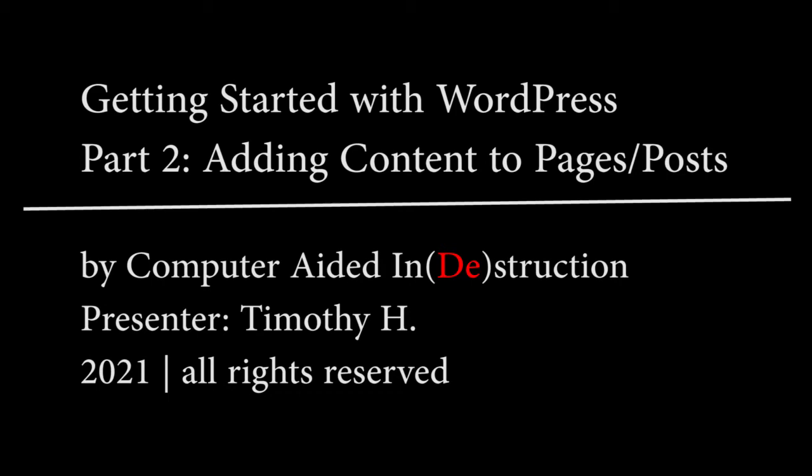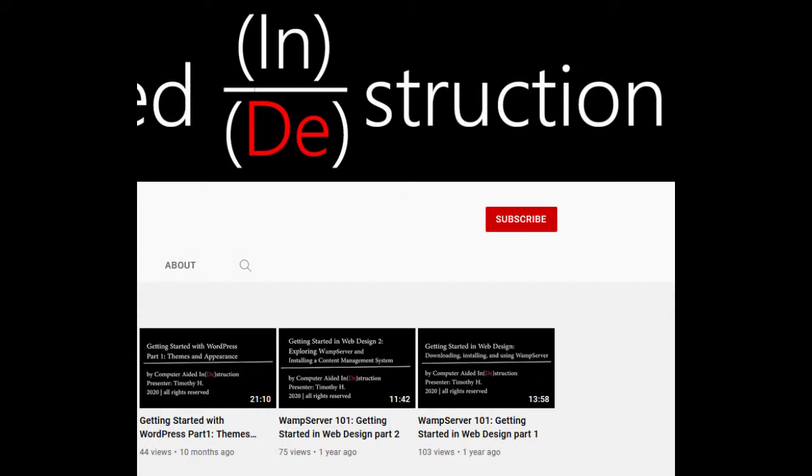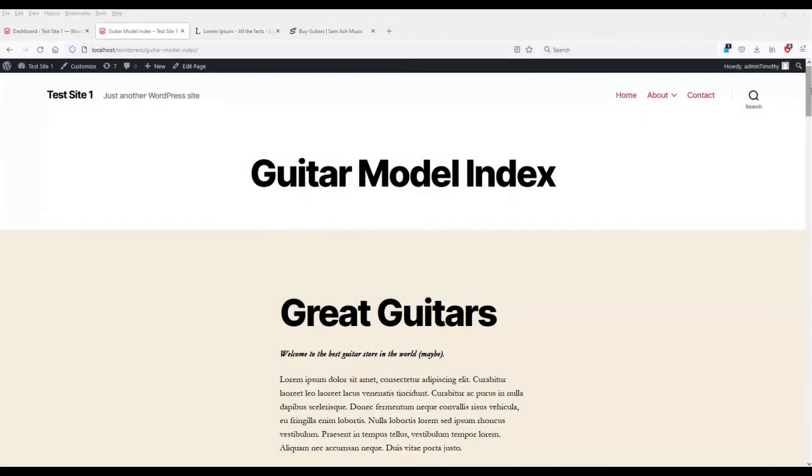Getting started with WordPress 2, adding content to pages and posts. In the previous video, we talked about picking out a theme to use in a WordPress website, and we talked about customizing the appearance of the website to an extent. In this video, we will focus more on creating pages and adding content to a page.